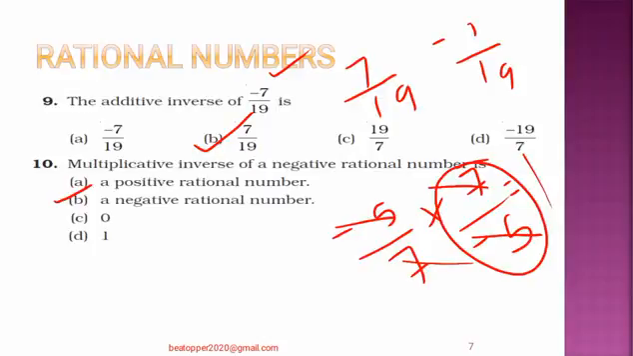So the multiplicative inverse of a negative rational number is a negative rational number itself. Okay, this may cause confusion with additive inverse. So please listen: in additive inverse, we are changing the sign only. We are not taking the reciprocal. But in multiplicative inverse, we are taking the reciprocal but not changing the sign.